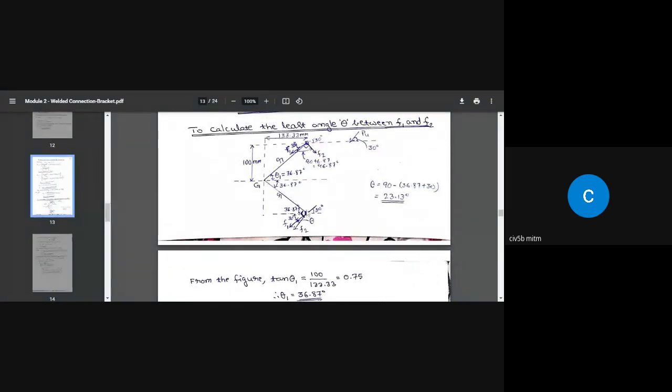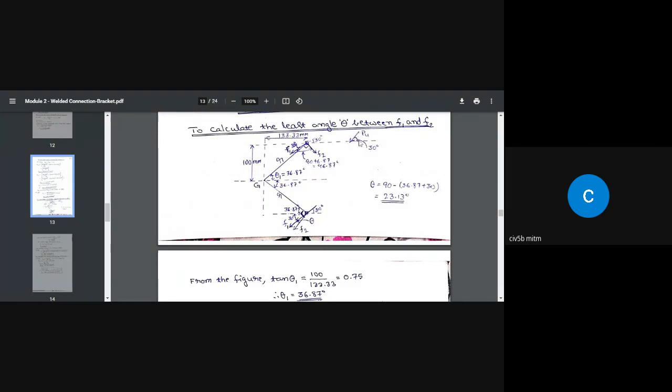That means this is the weld area which is going to be subjected to the highest stress, even when compared to this. So this is the critical area of the weld. If the weld fails due to this load, it starts failing from this point, not from here. Now we'll find out the angle between F1 and F2 in both cases.